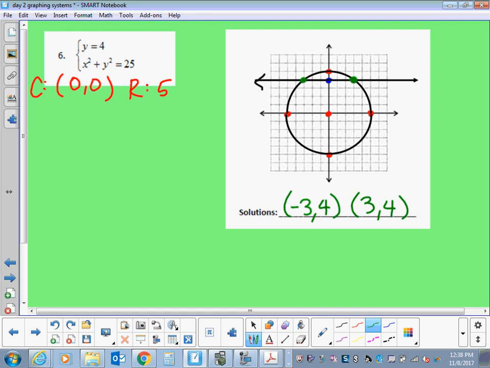All right, your homework is homework B, front and back. You have about 10 minutes. Go ahead and get started on it. If you notice on your assignment sheet, you have a mini quiz next class on day 1 and day 2.